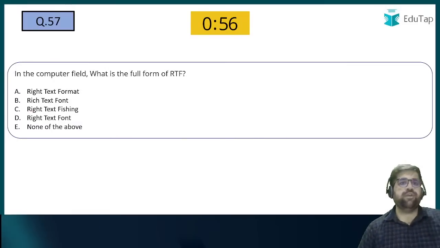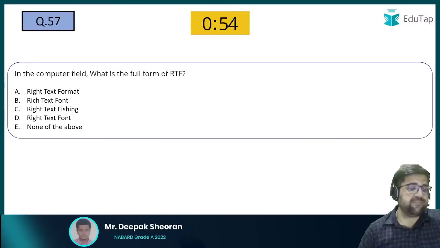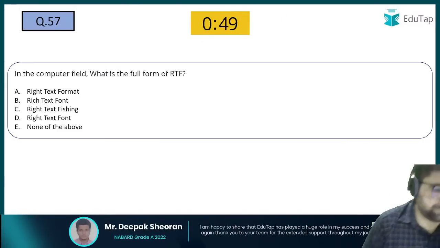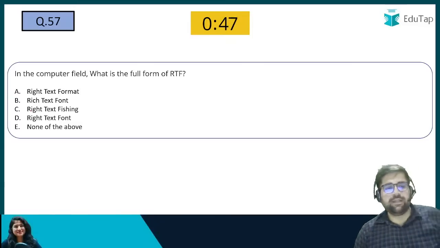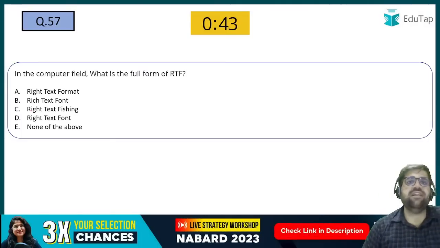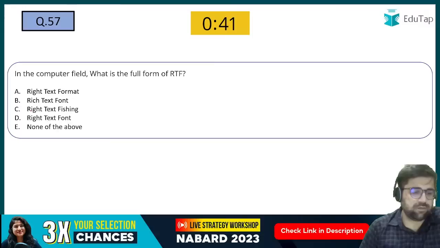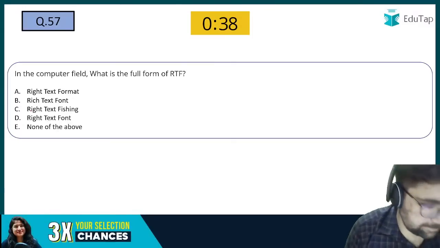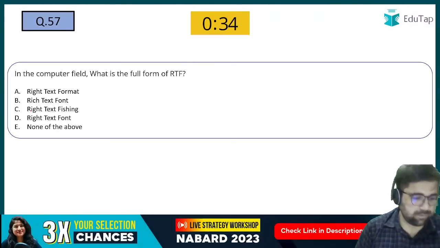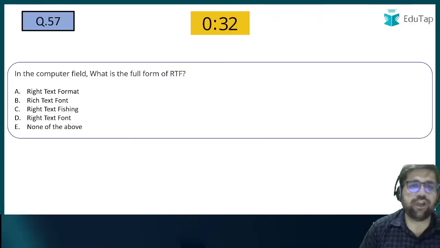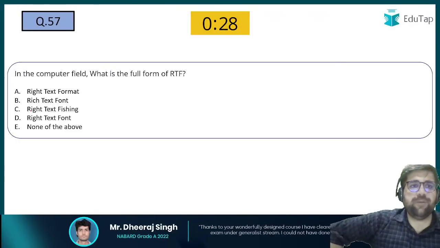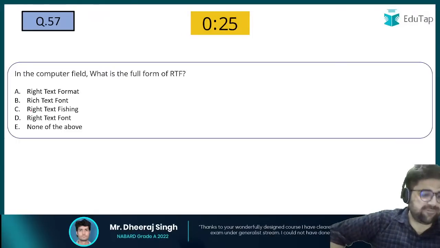Question number 57 now. In the field of computer, what is the full form of RTF? Come on, I'm seeing your answers in the chat box. Do not let the energy go down. In the field of computer, what is the full form of RTF?